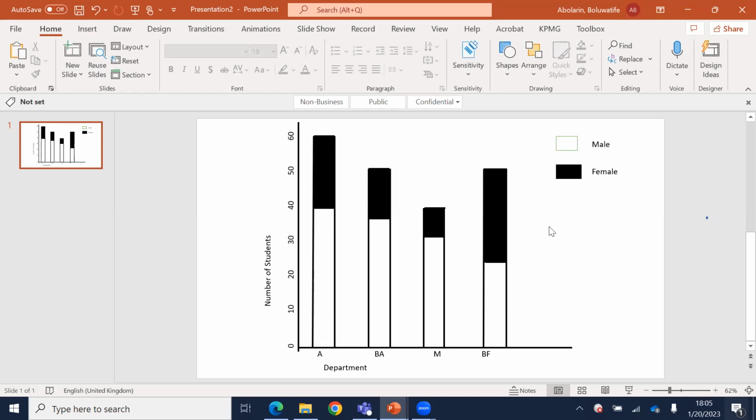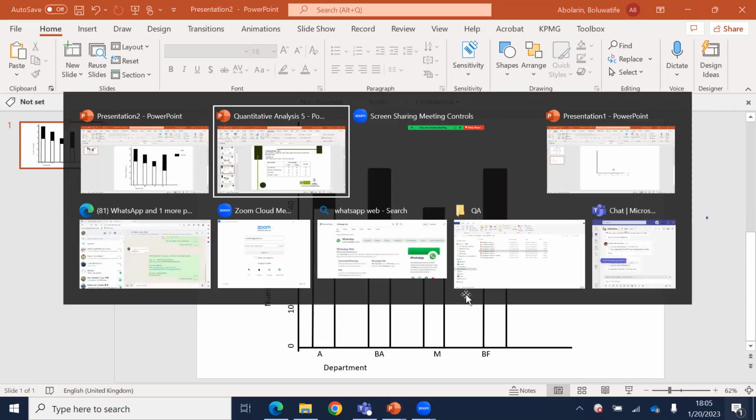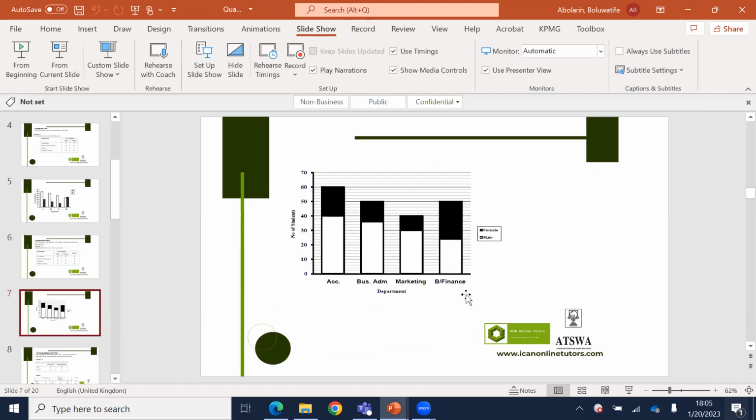So this is what our component bar chart looks like. When they see this, they will know that this is male, this is female. So they will know that a male is ending here, a female is ending here, a male is ending here, a female is ending here. That is how a component bar chart is. So you can see the difference between simple, multiple, and component. It's very easy. Just know how these things are structured. I know that they are structured differently. That is all about components.